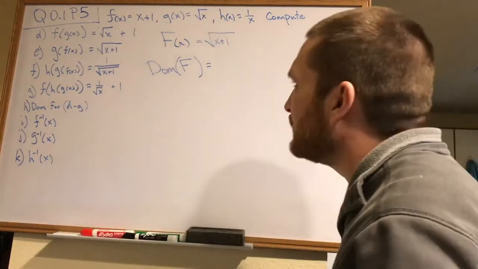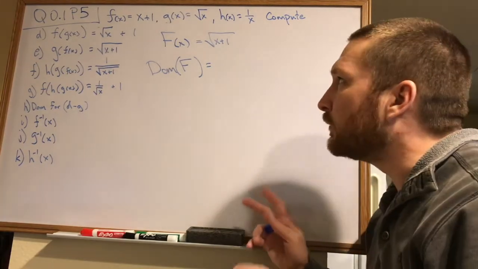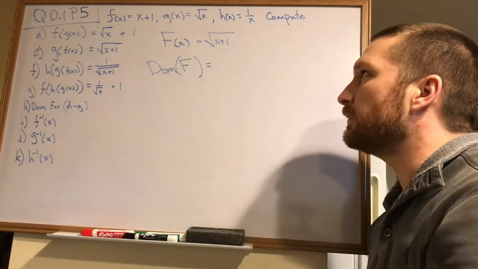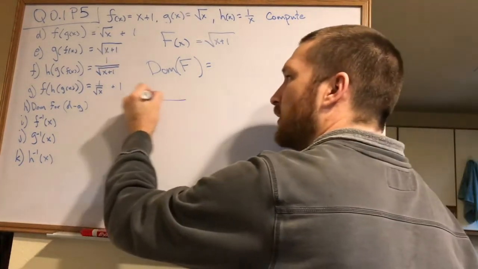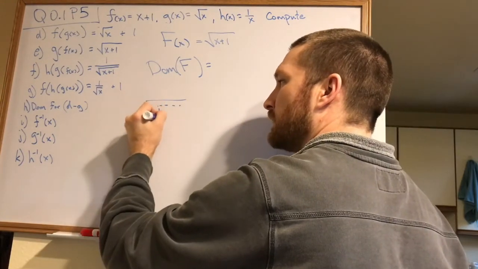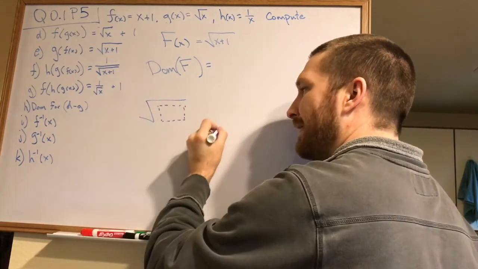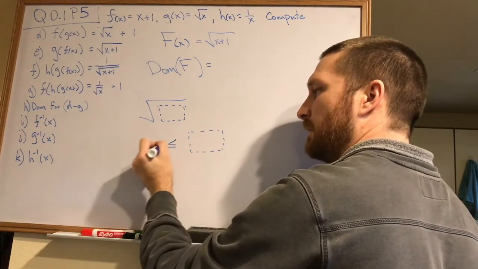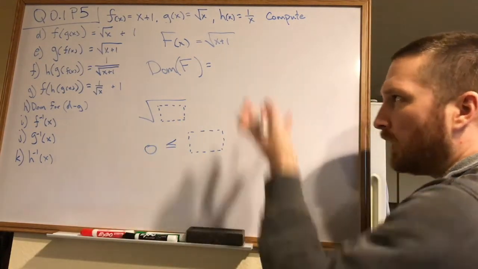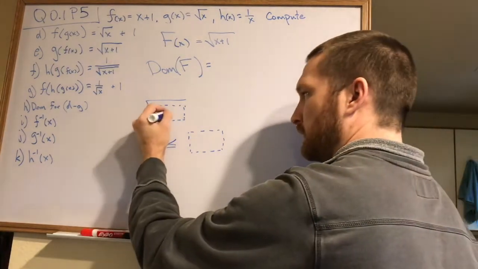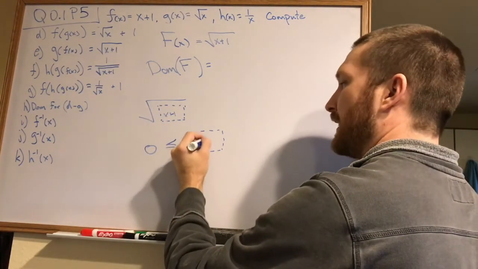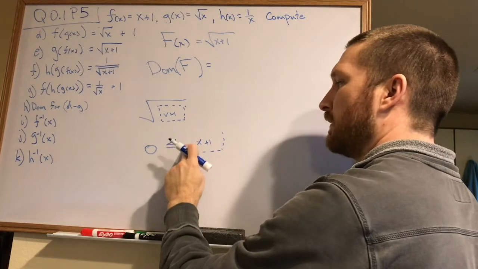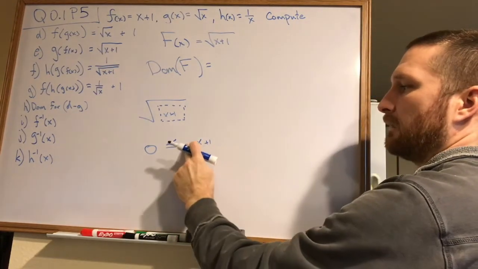Same kind of reasoning. The only problem we could run into with allowable inputs is we know that whatever goes into a square root, whatever that happens to be, whatever we're putting in there has to be bigger than or equal to 0. Well, what is it that we're putting in there? Well, it's x plus 1. Oh, so then x plus 1 has to be bigger than or equal to 0.